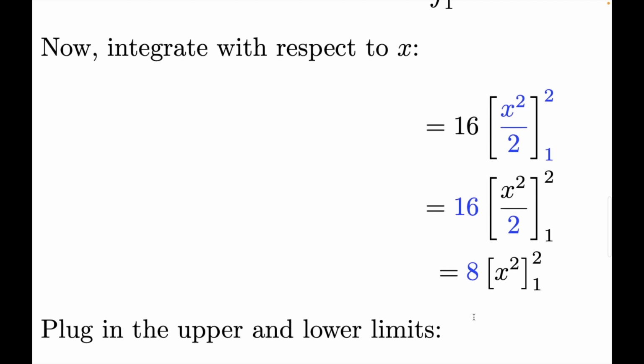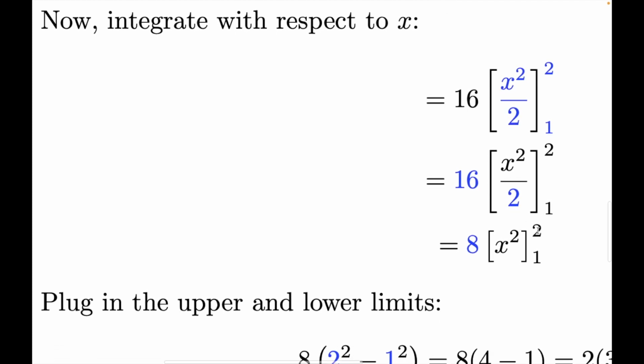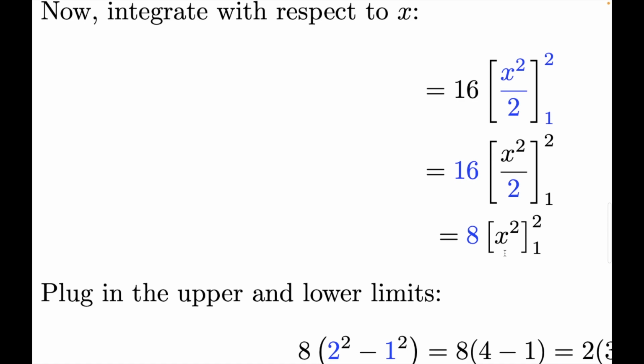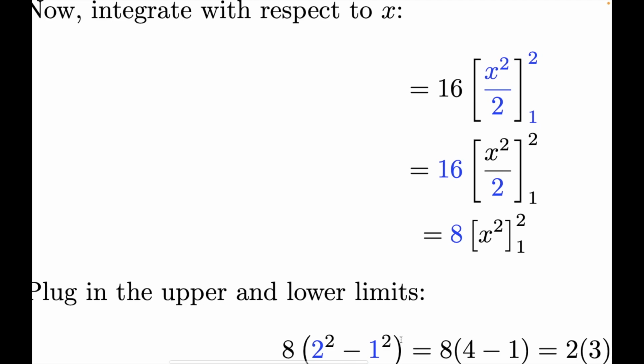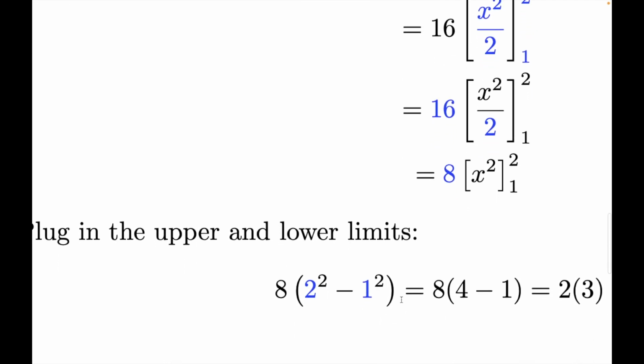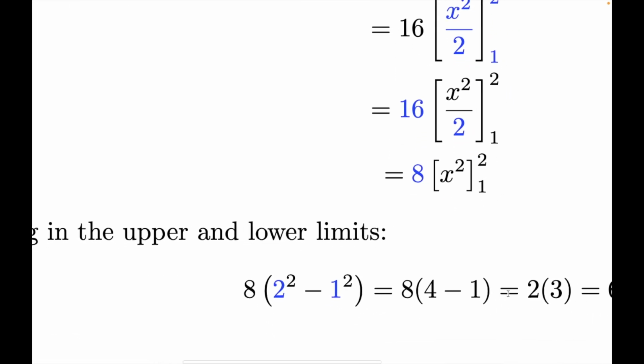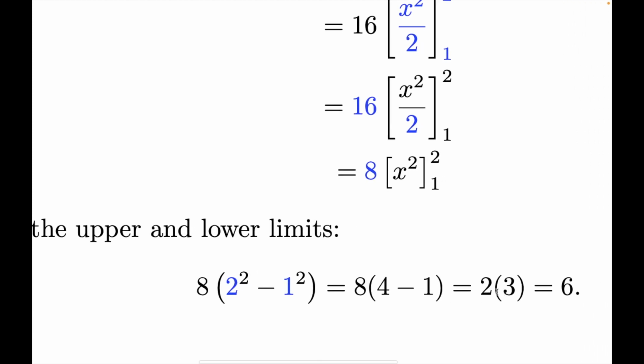And now we plug in the upper limit and lower limit. Again, we plug the upper limit first, and then after the minus sign we plug the lower limit. In this case x is 2, so 2 squared, minus, then put x equal to 1, you get 1 squared. 2 squared is 4, 1 squared is 1, 4 minus 1 is 3, and 8 into 3 is equal to 24. So this is the answer of our double integral.